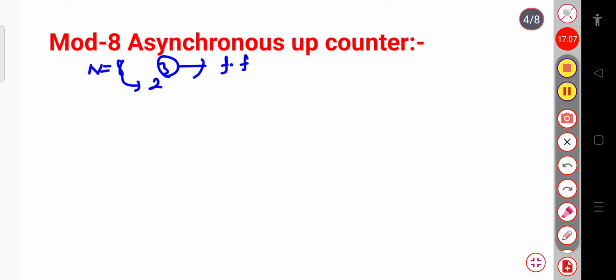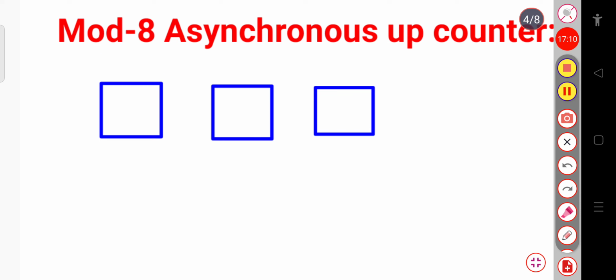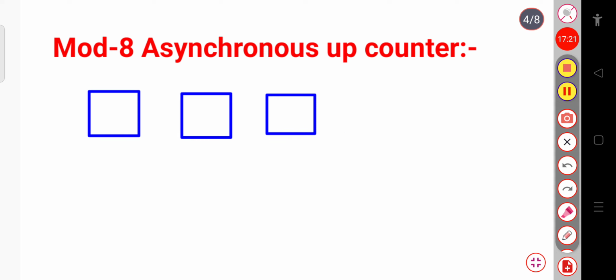Suppose there are 3 flip-flops here, and there are 2 inputs in the first flip-flop. Suppose I am writing J1. Let us first draw this. These are the inputs and this is the clock. This is positive edge triggering, so I am giving just an arrow in the first flip-flop, and this is the output. The clock pulse of the second one is connected to the first flip-flop, and these are the inputs and corresponding outputs of the flip-flops.